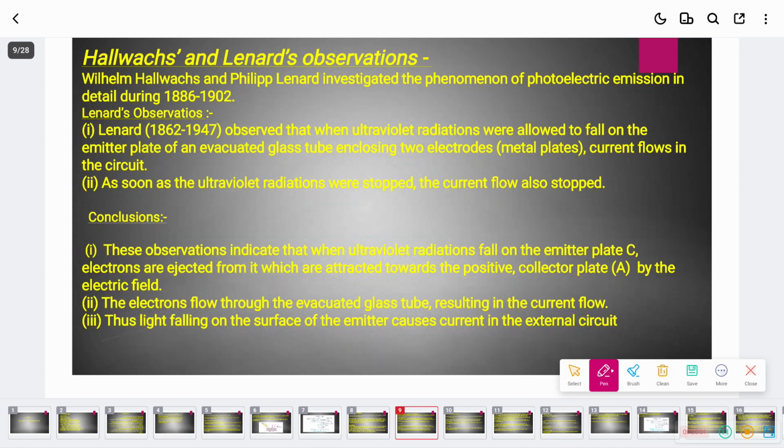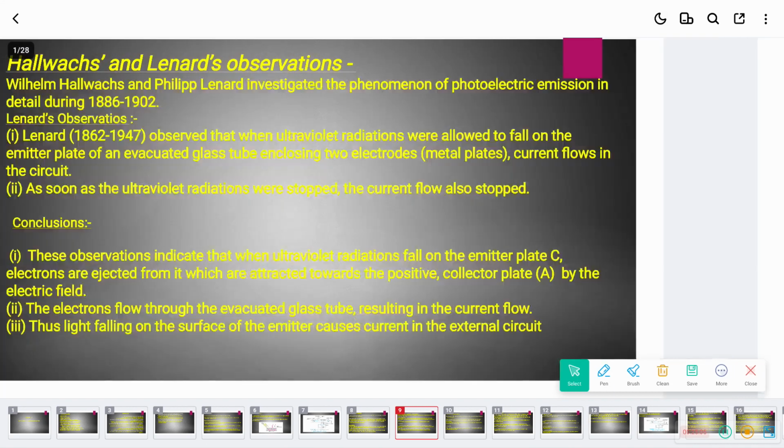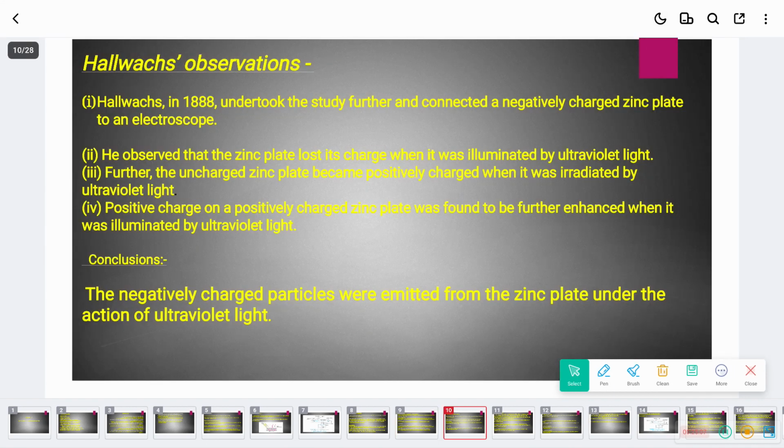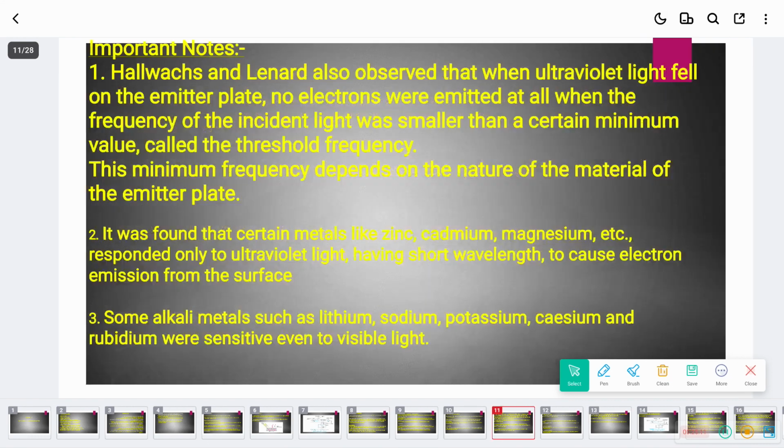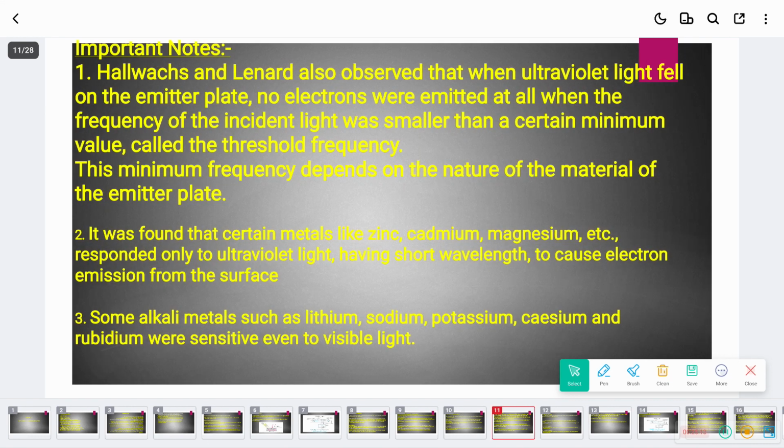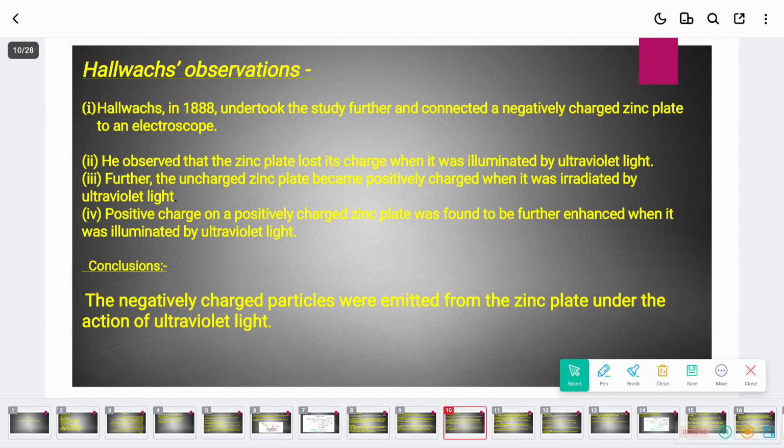Now come to the next. This scientist's observation, you pronounce properly. Now here how many observation points are there? Four observations, one conclusion. What he did, he modified a little. He took some gold leaf. That time the gold leaf electroscope was available. He took gold leaf and did some experiment. So this four observations and one conclusion you read please.